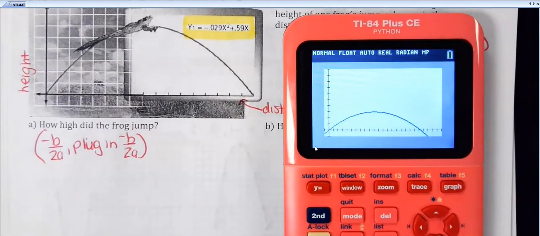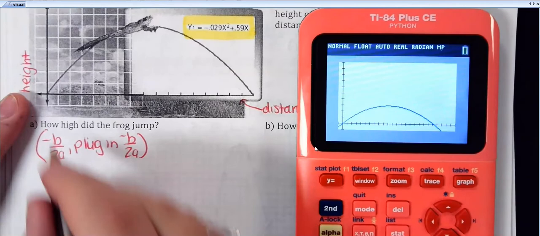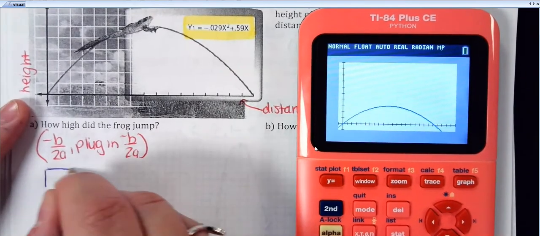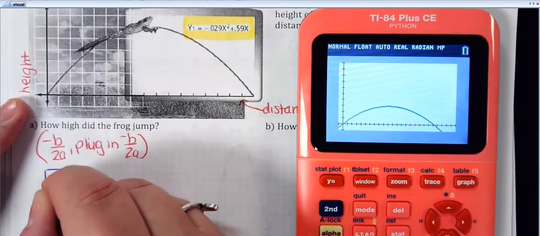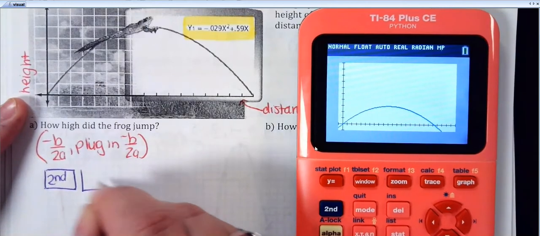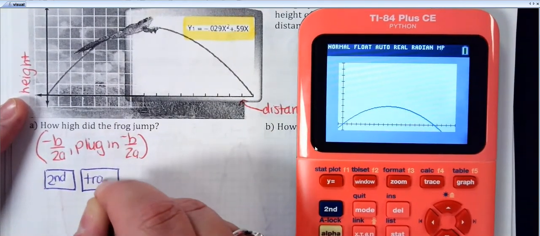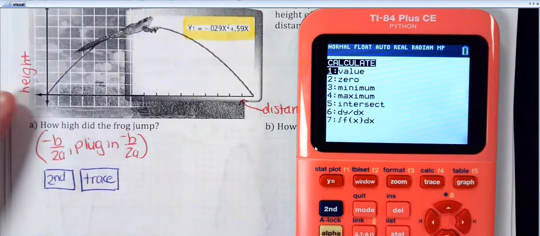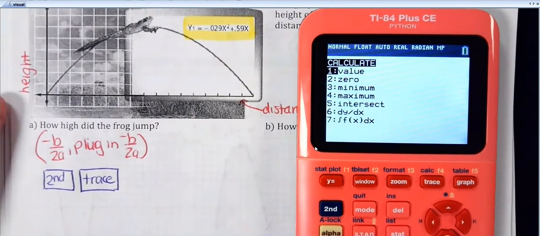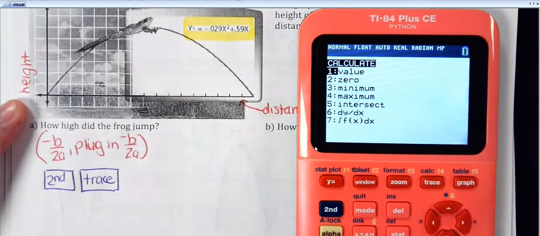Okay, now we're going to find the vertex, right? So I'm just going to show you how to do that real quick. The calculator will do this for you. It's actually that same menu. If you hit second trace, which is the calculate menu, and you want to find the vertex for this graph, which one of these do you think you're going to pick?